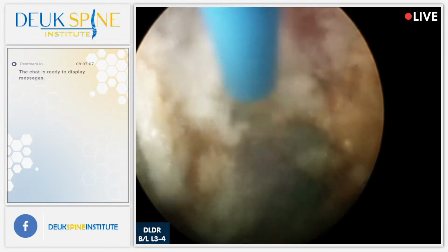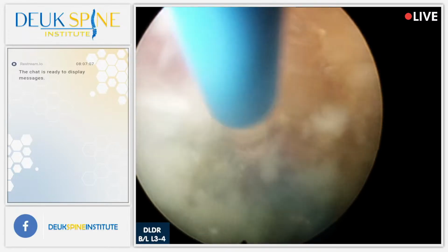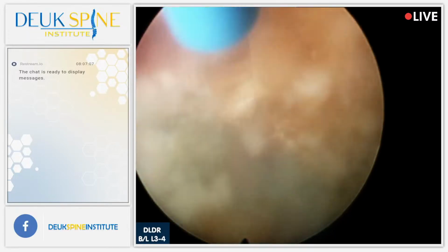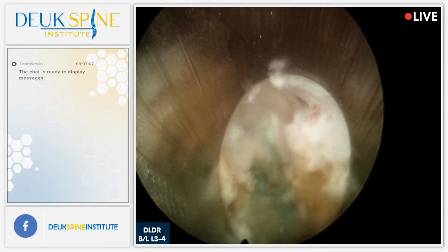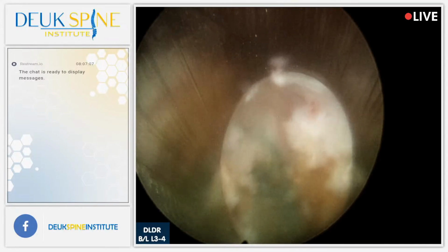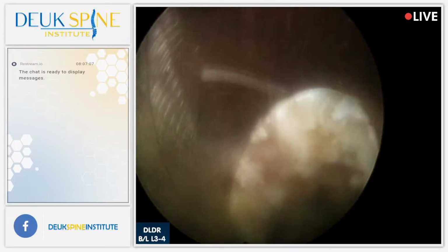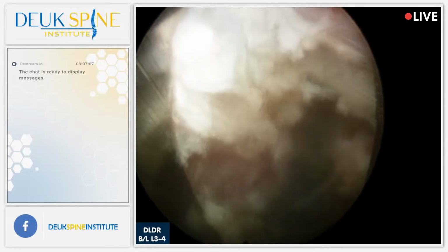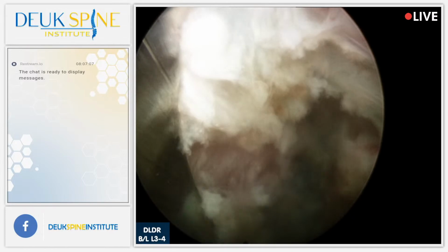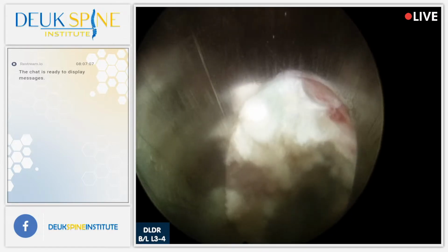All right, just about done. Another 10 seconds, and we're going to be finished here. We're going to move on to the next disc. Let me take a look and see if we can find the nerve root right out here. Well, let's see. I want to get that with the laser right there. That's the last bit of the annular tear.